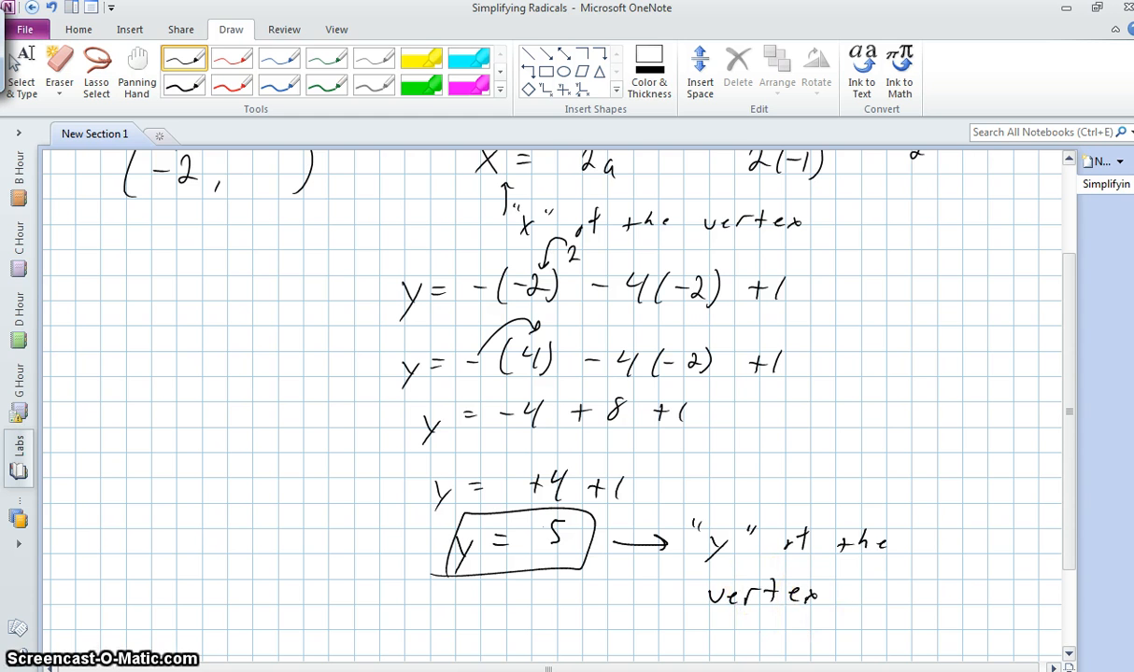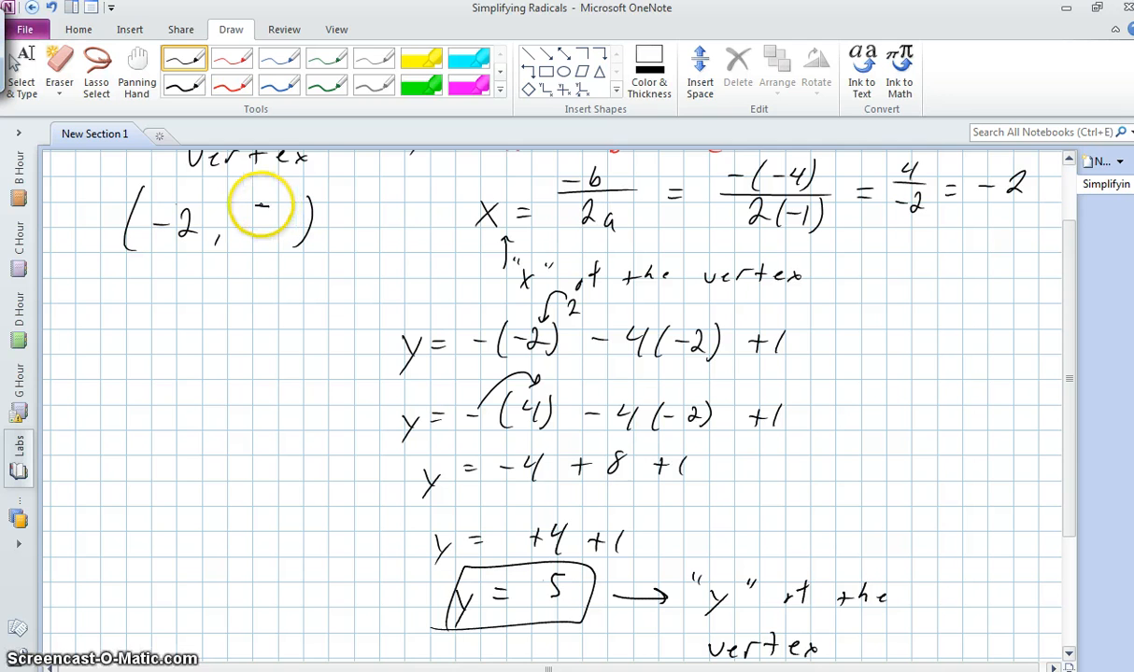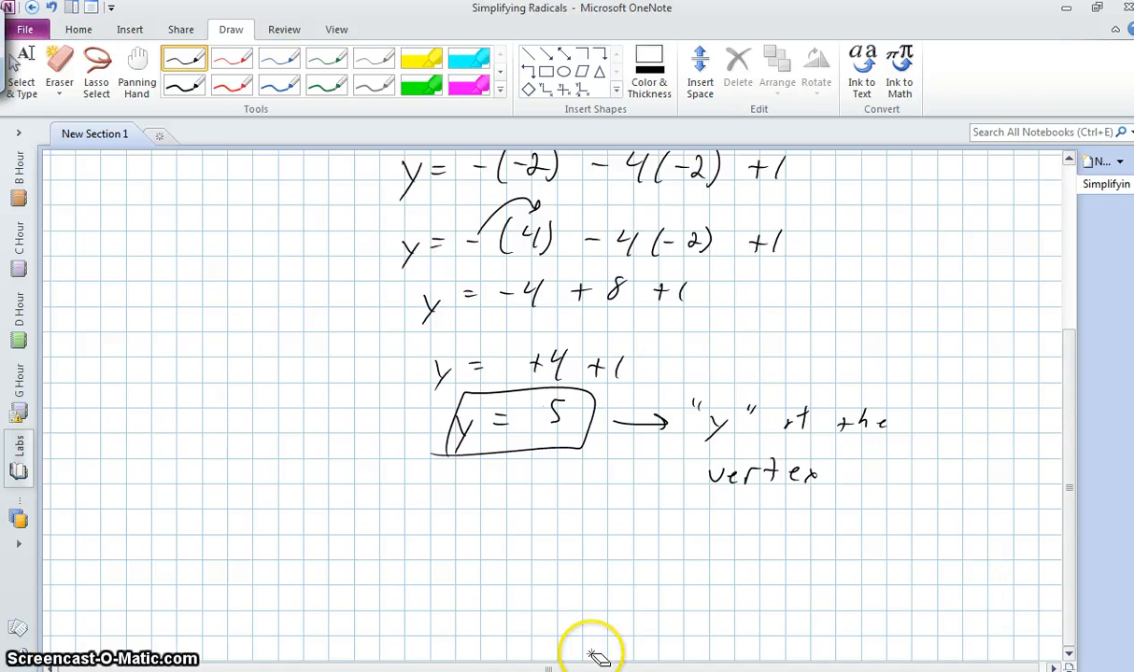That's all it is, y of the vertex, okay? So watch, I'll plug it back into our original point up here. Negative 2 comma 5. That is the vertex. And believe it or not, you've done most of the hard work. The hard part is finding the vertex. All right, so now that we have a vertex, let's graph the vertex, okay?